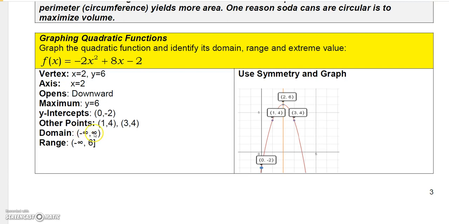And then finally, let me remind you that the domain of a quadratic function is all real numbers. In this case, since it opens down, the range would be from negative infinity up to the y value of the vertex, which would be 6. And of course, the 6 is included in the range. And that completes the section on quadratic functions.